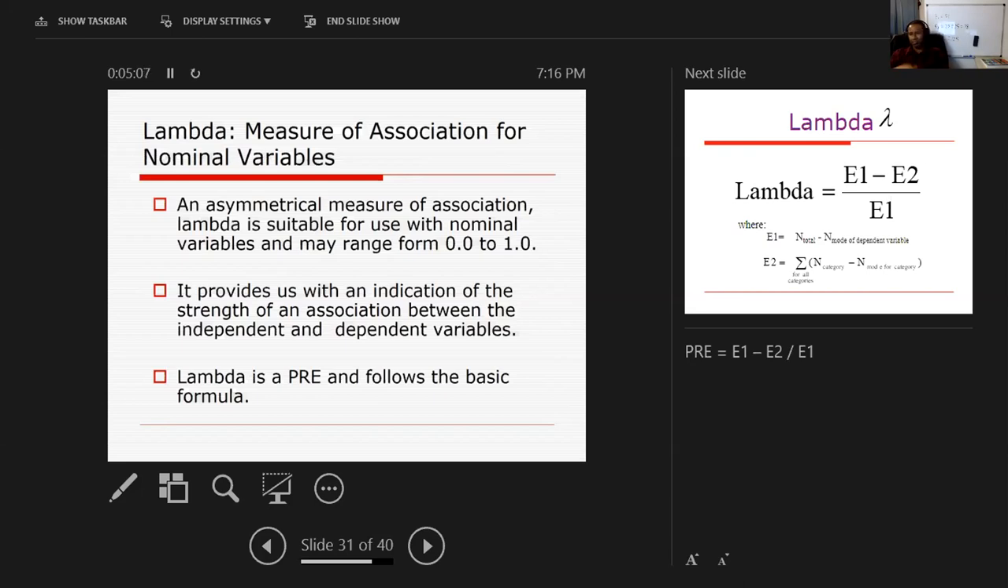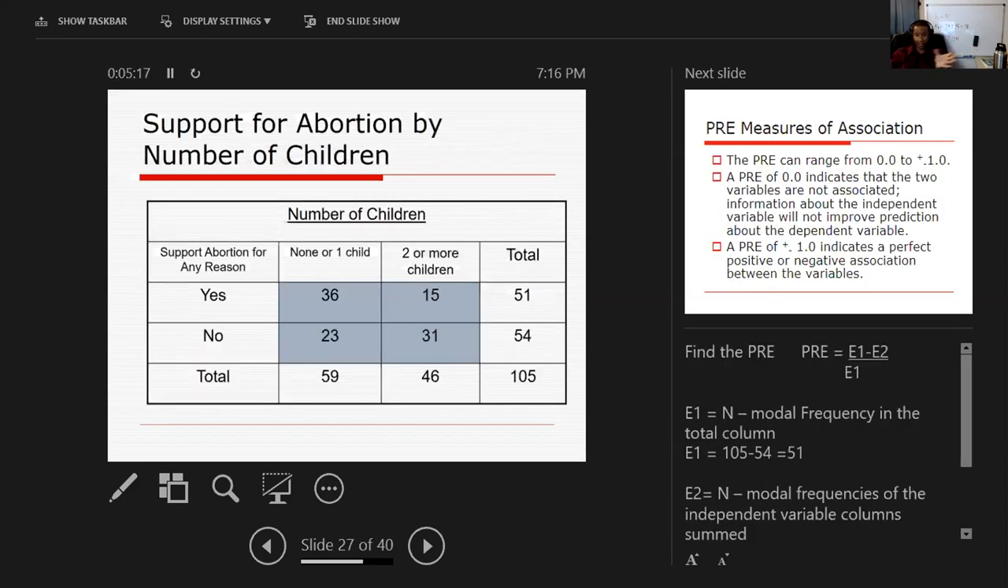Now, what do I mean by asymmetrical measure of association? Let's just say I calculate lambda. Let's jump back to the data that we just used. My independent variable is the number of children, and my dependent variable is whether or not you support abortion for any reason. Now let's say I flip these around. Support for abortion is the independent variable, and the number of children you have is the dependent variable. The lambda that I'm going to get is going to be a different number. That's what we mean by asymmetrical. If you flip the independent and dependent variables, you're going to get a different lambda. Does that make sense to people?